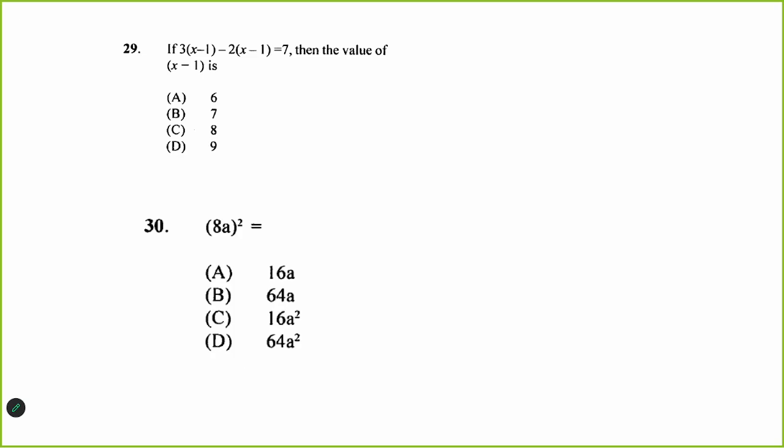Next one here, I think this here, when we did it, was 8. 8 minus 1 is 7. But let's check and see. 3 by 8 minus 1 is 7, minus 2 by 8 minus 1 is 7. 7 3s are 21 minus 14 is in fact 7. So you know that x is equal to 8, and 8 minus 1 is 7. So the answer is B. Right? 8a squared is 8a by 8a, which is 8 8s are 64. A by a is a squared, so 64a squared.